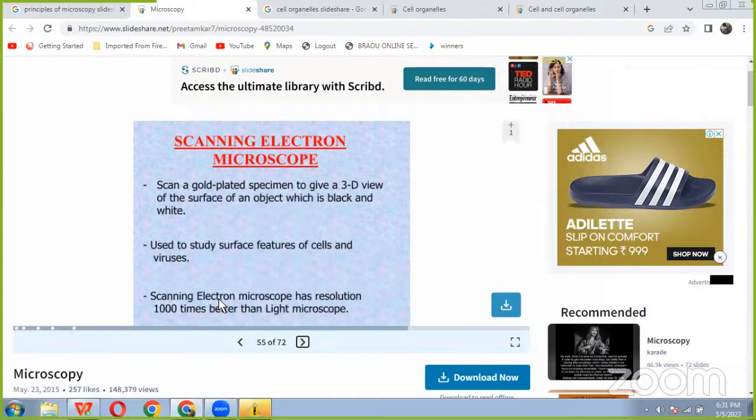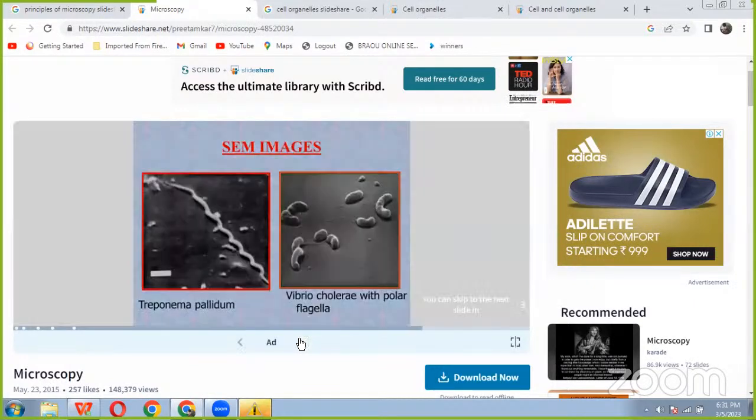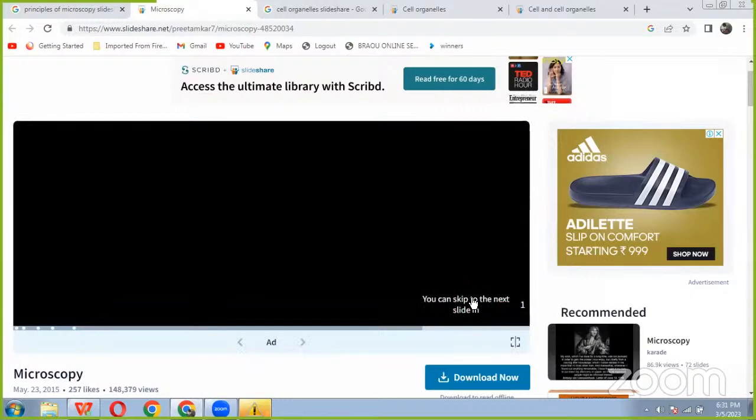TEM mainly, what is the resolution power of the TEM? 2000 times resolution power. Okay, these are the topics of the SEM.